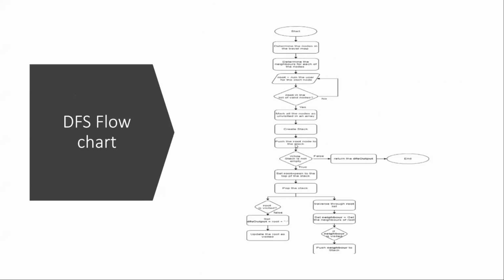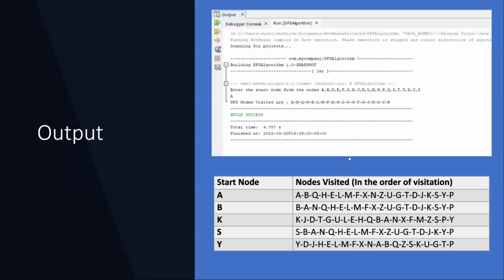Then we create a stack and push the root node into the stack, and we check if it is not empty, get the top value of the stack as root, and then pop out the value. If this root is not visited, set the output with the visited root, and then update the root value as visited. One more thing we have to do is traverse through all the child nodes. If the neighbor is not visited, then we are going to push that neighbor into the stack. So this is the basic flowchart and algorithm of DFS. And I have written this code in Java, and I have used NetBeans as the IDE.